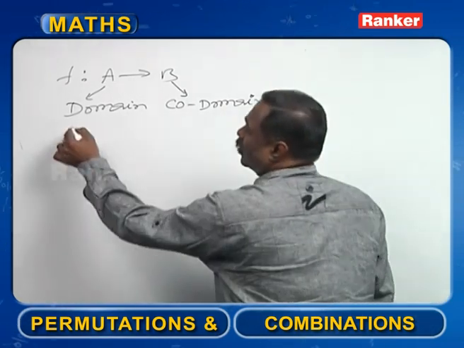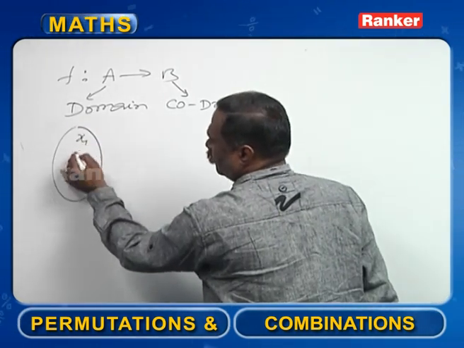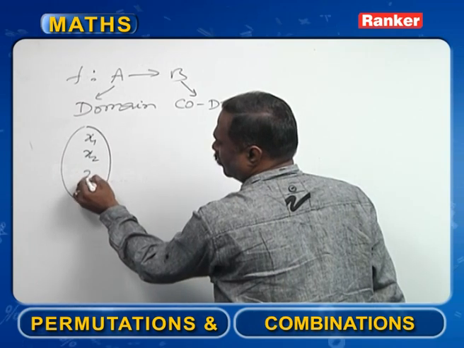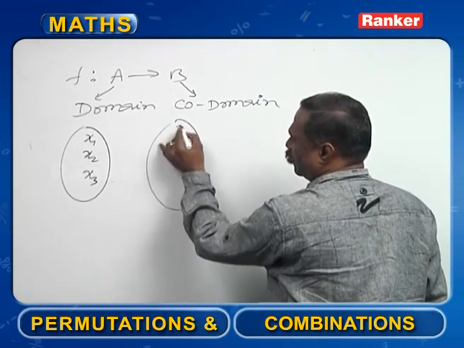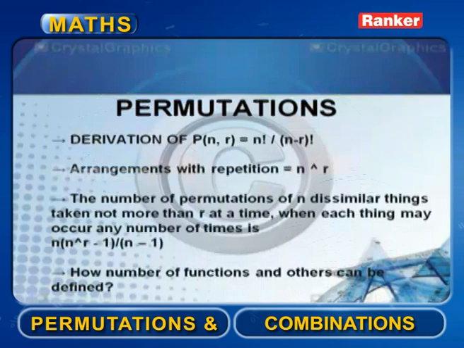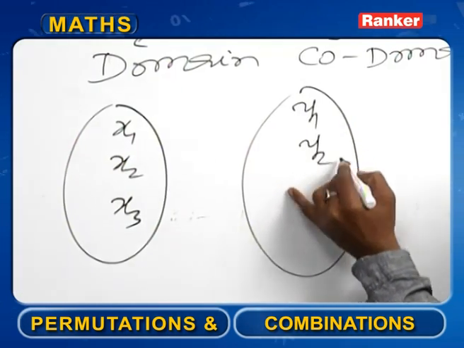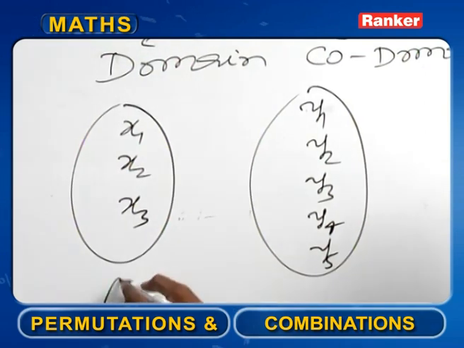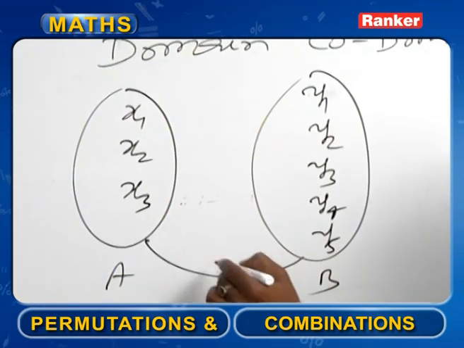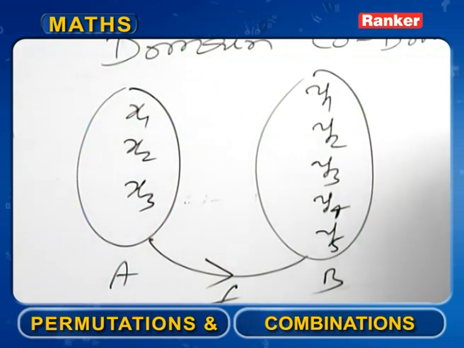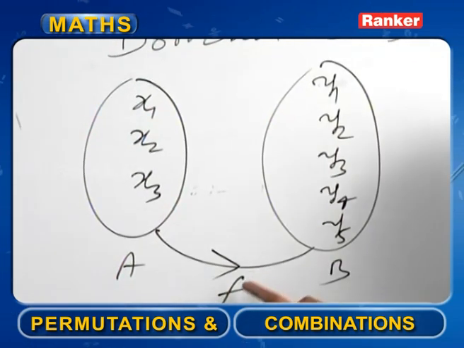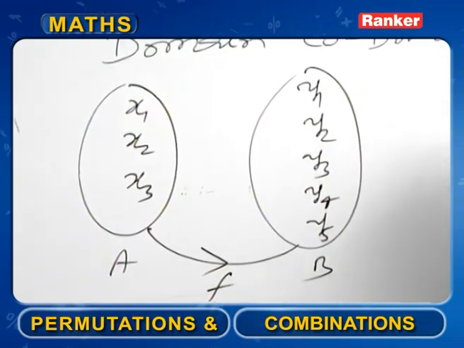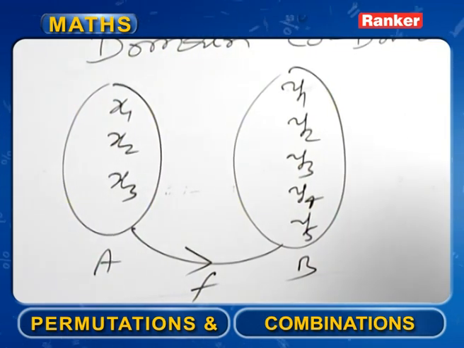Now, the domain consists of, let me say, 3 elements, and the codomain consists of, let me say, 5 elements. This is A, this is B, and the mapping F. If F is to be a function, then what is the rule to be followed?